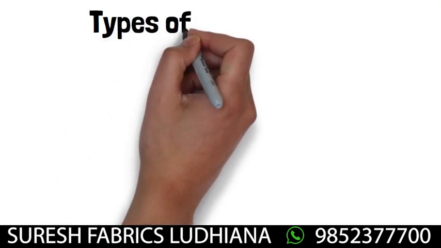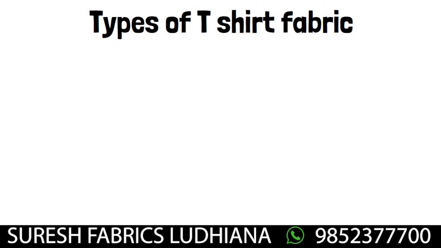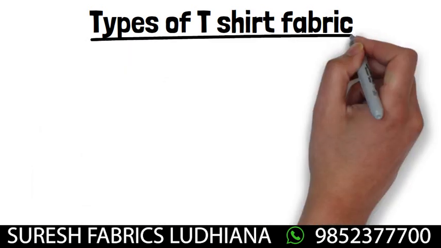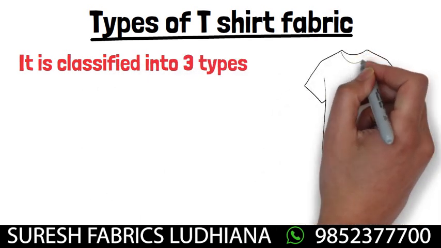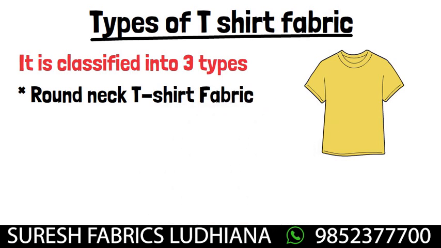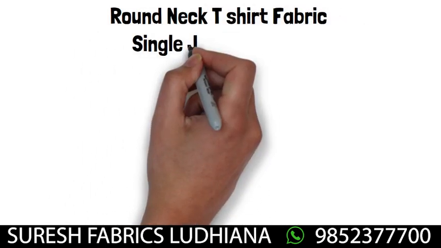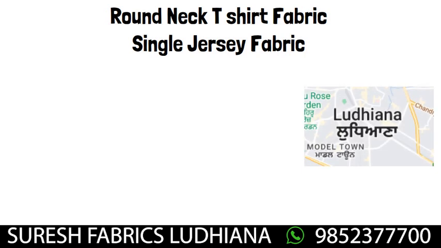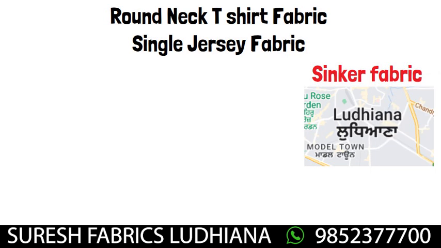Without going much into the complications of this chapter, t-shirt fabrics are broadly classified into three different types. One is the rounded t-shirt fabric, which is called single jersey fabric. The second and third will come later. The first, the rounded t-shirt fabric, is called single jersey, and in some parts of the country, in places like Ludhiana, we call it a sinker fabric.